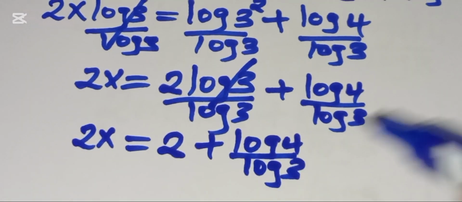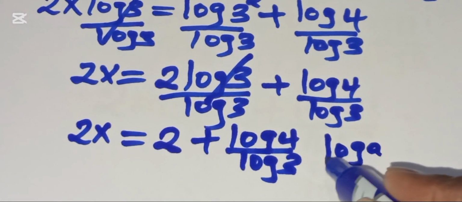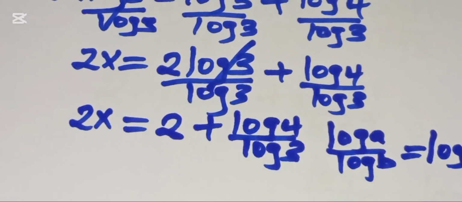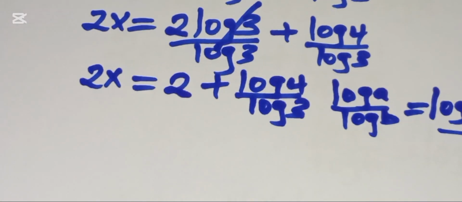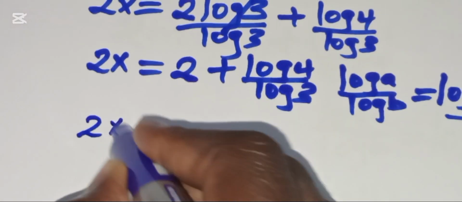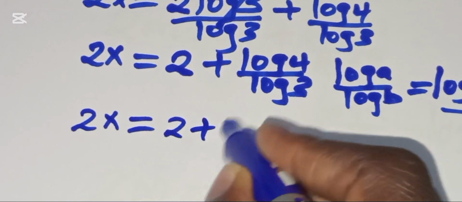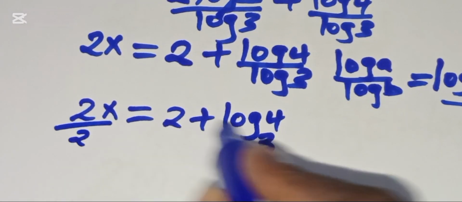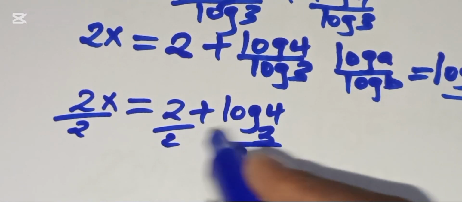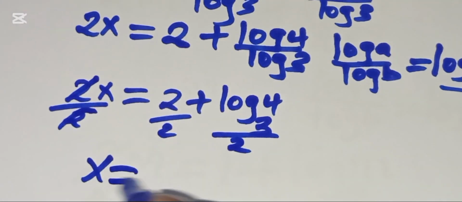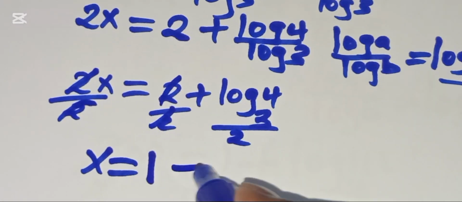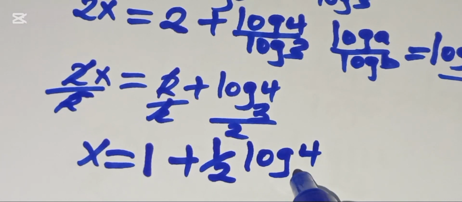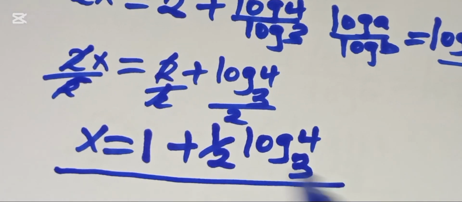Log 4 divided by log 3 is in the form of log a divided by log b, which we can express as log a to base b. So let's apply this property so that we're going to have 2x equal to 2 plus log 4 to base 3. So we divide both sides by 2, so that the value of x is equal to 1 plus half log 4 to base 3. So this is the value of x.